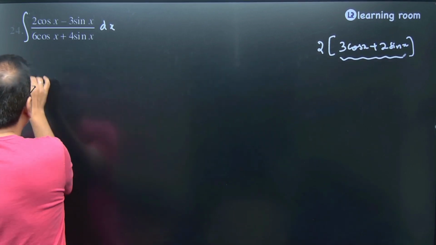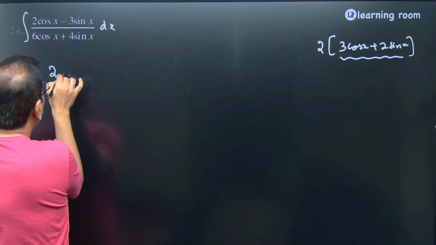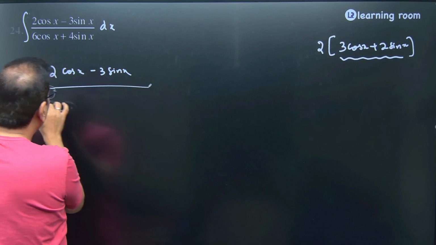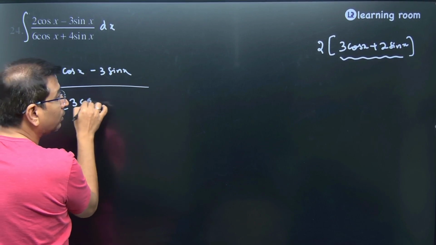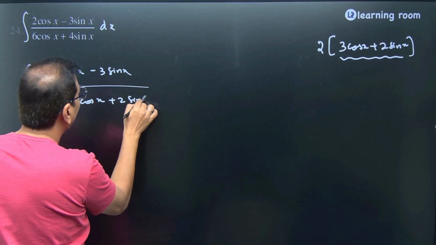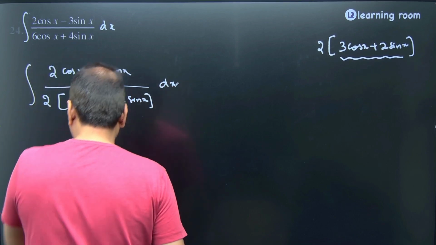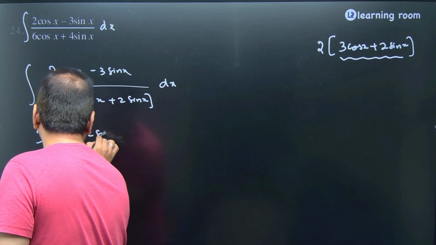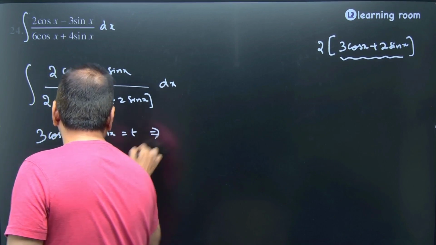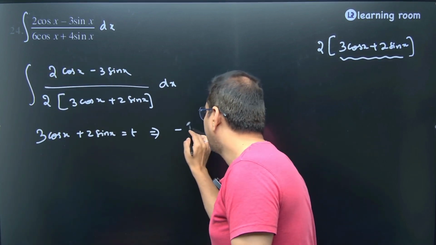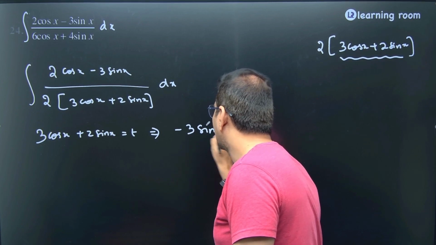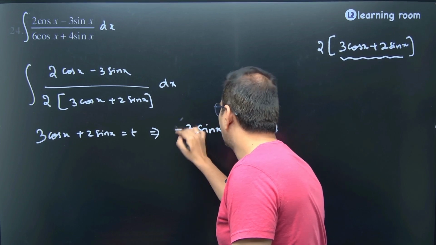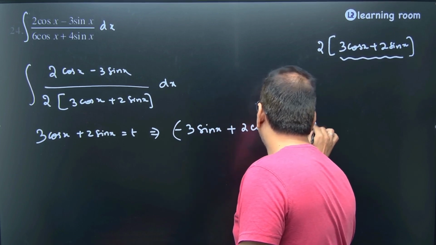Right. So having said that, the question will be converted as the integral of (2 cos x minus 3 sin x) divided by 2 times (3 cos x plus 2 sin x) dx. Right. Now what you do is substitute 3 cos x plus 2 sin x equal to t. Differentiating on both sides, we get (minus 3 sin x plus 2 cos x) dx equal to dt.